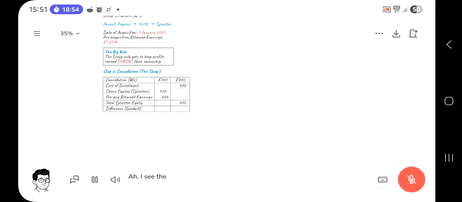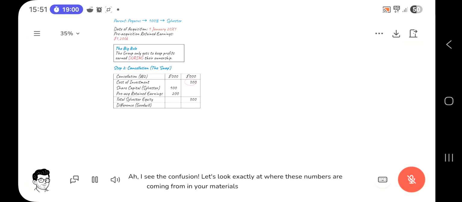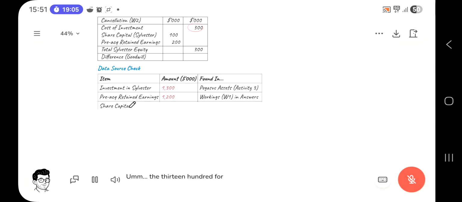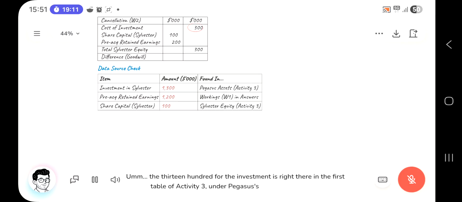I see the confusion. Let's look exactly at where these numbers are coming from in your materials, so we're on the same page. The 1,300 for the investment is right there in the first table of Activity 3, under Pegasus's non-current assets. And the 1,200 for the pre-acquisition earnings is tucked away in the notes of Working 1 in your answer key. It tells us what Sylvester's earnings were on the day they were bought.